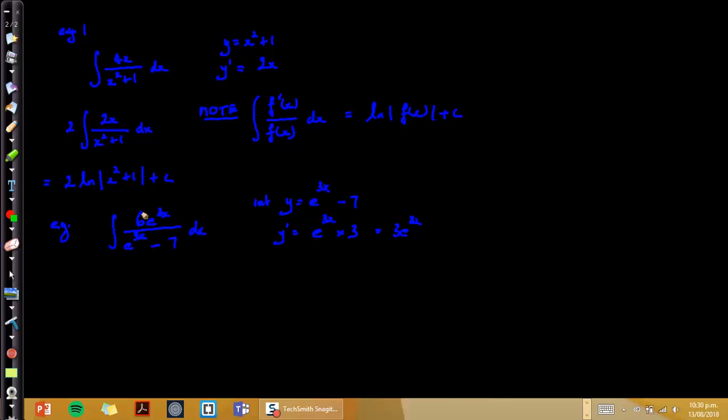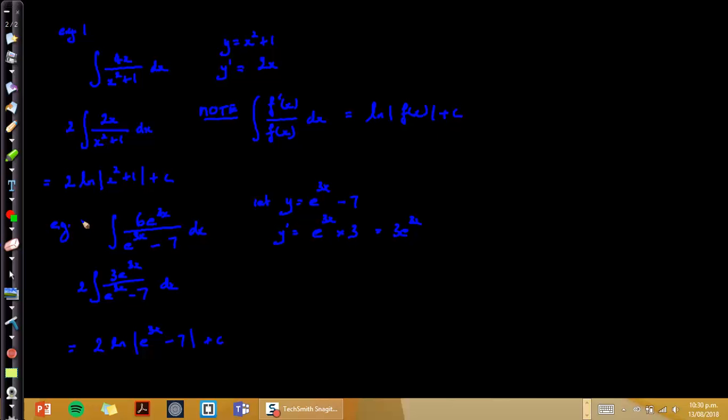Okay, now if you look at the top part, that is going to be 6e to the power of 3x, which is 3e to the power of 3x times 2. So once again, like the example above, we can put a constant of 2 out the front and put 3e to the power of 3x here, and on the bottom leave that as it was, of course. And so what will the answer be? 2 times the natural log absolute value of e to the power of 3x minus 7 plus c.